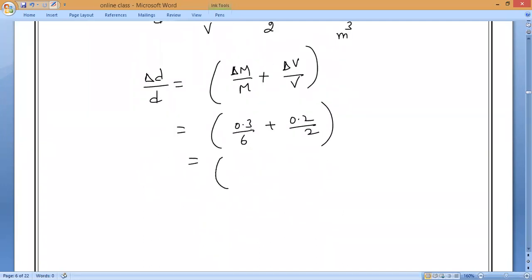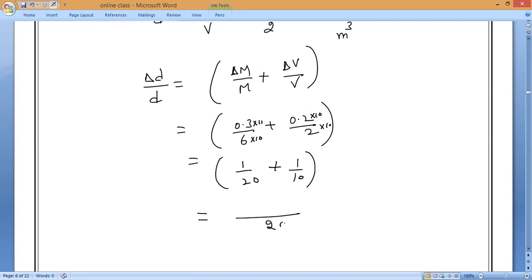Now this one I can write. Can I write 0.3 divided by 6 as 1 by 20? Is it right or wrong? Verify. 1 by 20, and 0.2 divided by 2, can I write as 1 by 10? Yes, sir, because I am multiplying with 10. Is it okay, guys? Yes, all of you.